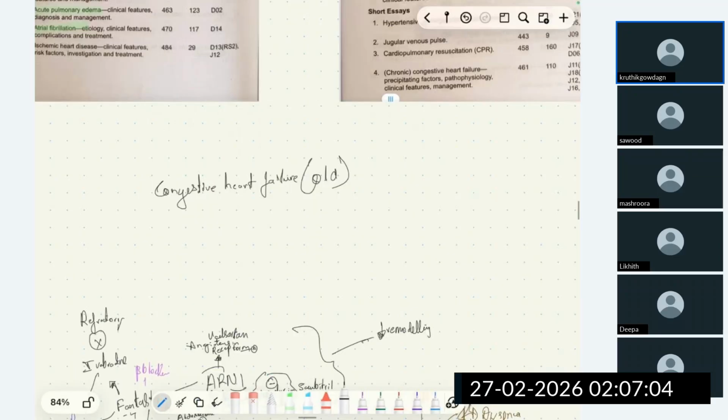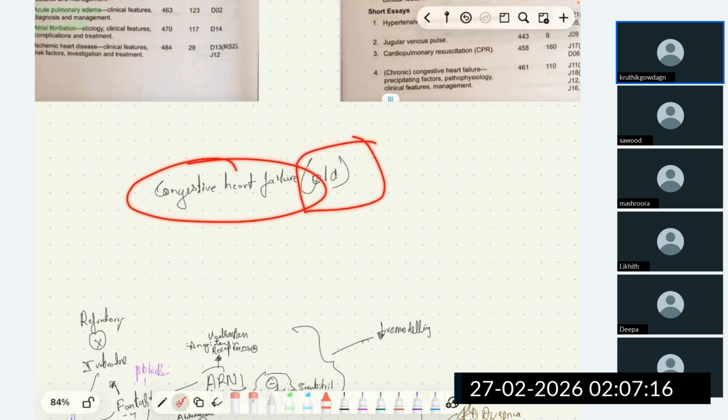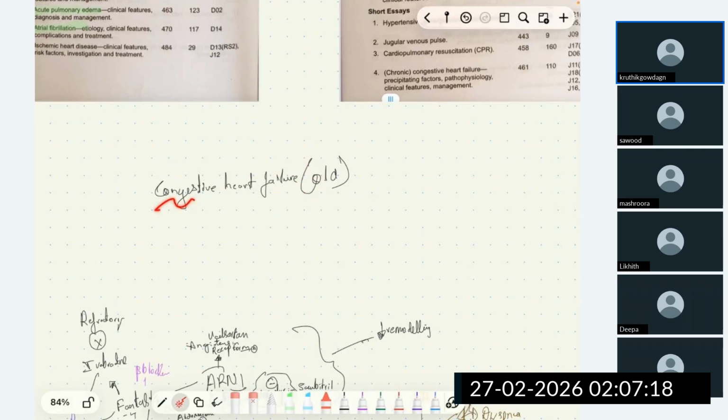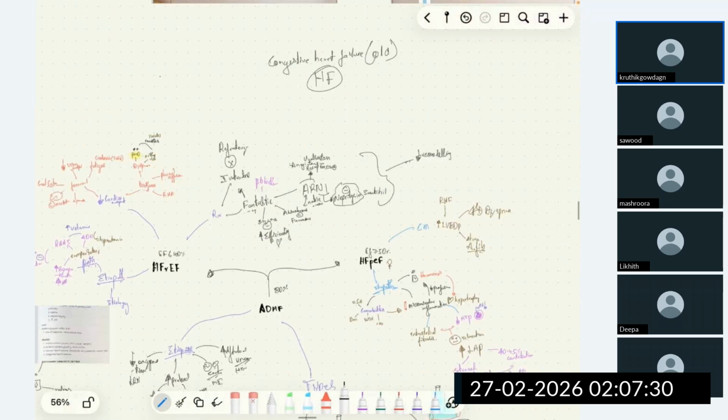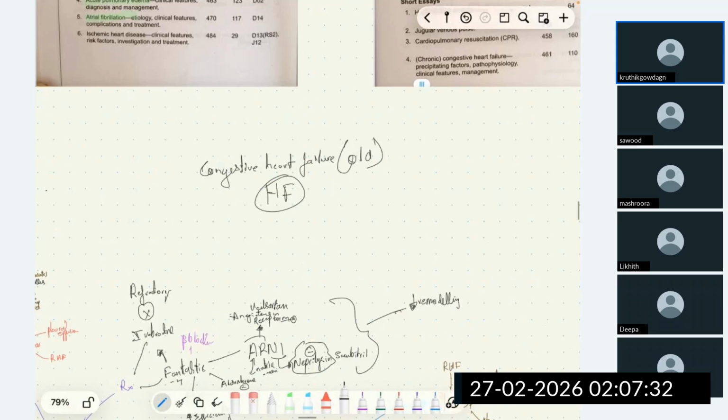What is congestive heart failure? You may get the question as congestive heart failure or heart failure. Congestive heart failure is the old outdated term. We don't use the term congestive heart failure anymore. Why we don't use this term, we'll get to know shortly. So if we get the question as heart failure or congestive heart failure, anything, this is the answer that we should write. So let's go on to the definition of heart failure.